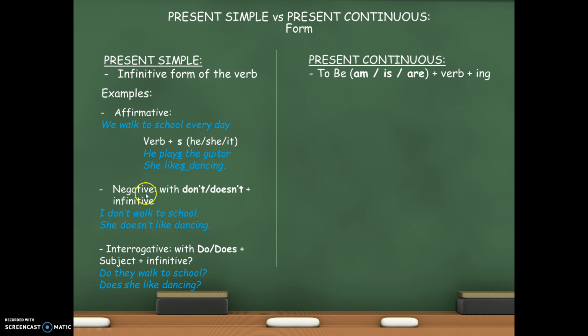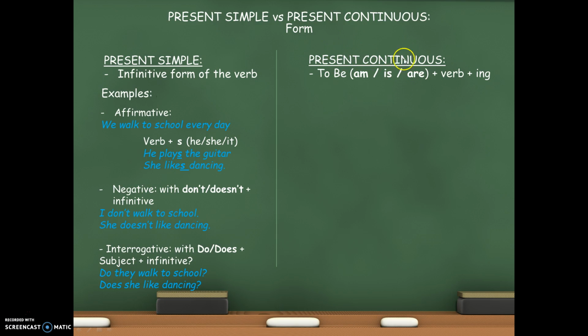Let's have a look at two more examples in the negative form and two more examples in the interrogative form. In the negative form, we use the auxiliary don't or doesn't for the third person singular plus the infinitive. I don't walk to school. She doesn't like dancing. In the interrogative form, we use the auxiliary do or does for the third person singular plus the subject followed by the infinitive. Do they walk to school? Does she like dancing?